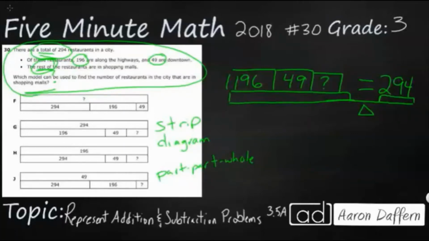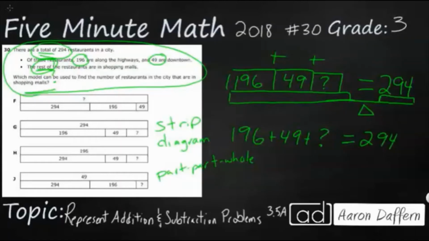So if I wanted to balance these two out, 196, it looks like we're going to have some addition signs here. So I can write this as a number sentence: 196 along the highway, plus 49 downtown, plus my question mark. Those are the ones on the shopping mall. All of that equals 294.